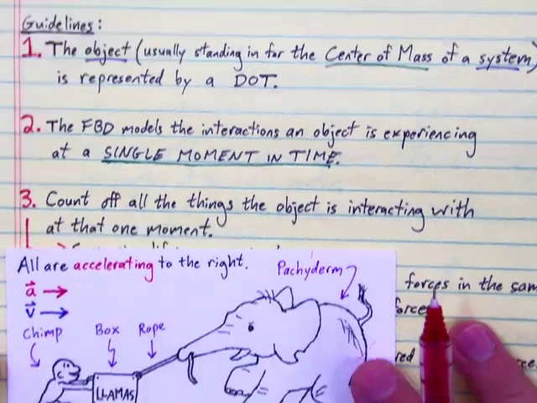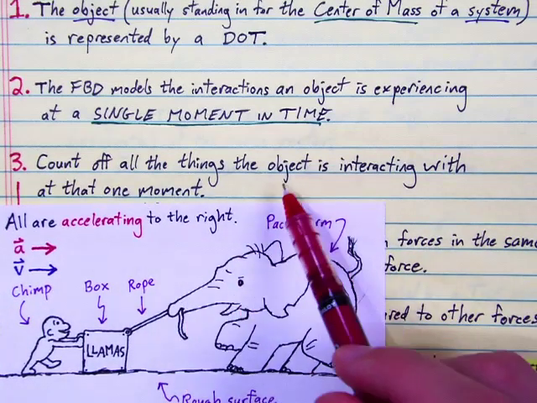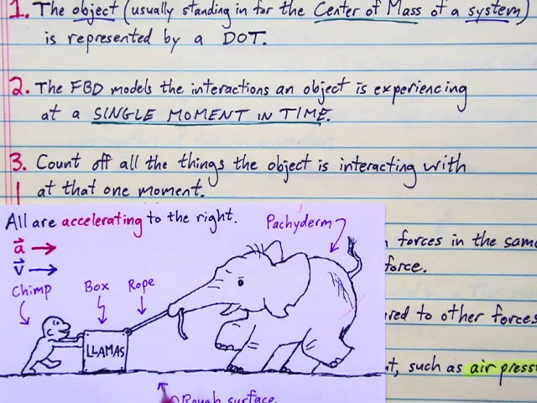Three, here's where the real work starts. Count off all the things the object is interacting with at that one moment. This includes things the object is touching, such as other objects, surfaces, and media, typically the air, and also includes a long-range gravitational interaction with the Earth itself. An FBD commonly includes 0 to 6 significant interactions.